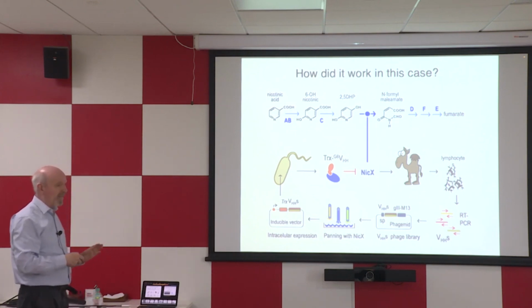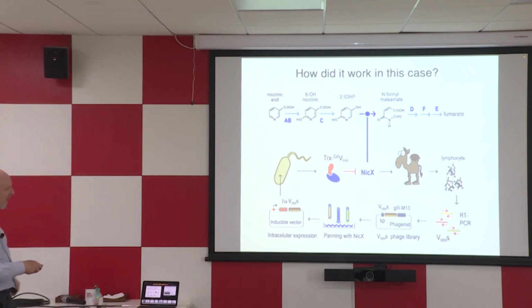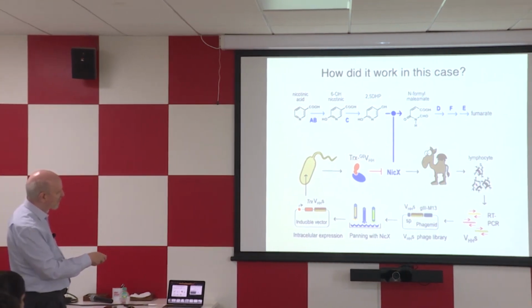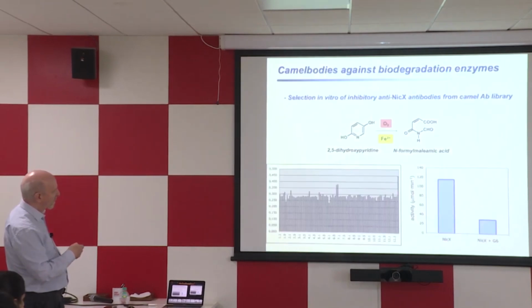These pipelines are available in laboratories, including ours, but everything starts with having a camel inoculated with the enzyme that eventually you want to stop. At the end we obtained a good antibody against NicX that is called E6VH8, well, you can name it. Then it needs to be fused to thioredoxin to ensure that when it goes into Pseudomonas, the expression is right. So that's okay.